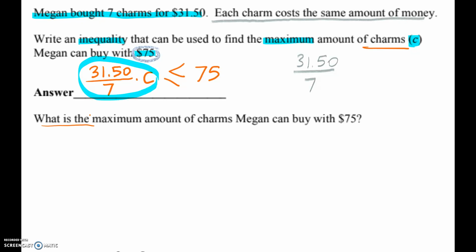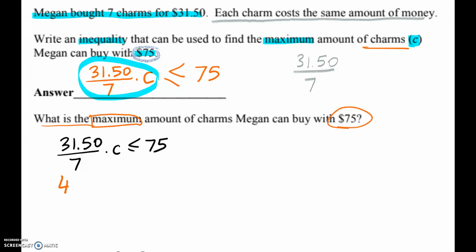Second question, what is the maximum amount of charms Megan can buy with $75? In other words, let's solve this inequality and then think again. $31.50 divided by 7 times C less than or equal to $75. Let's use my calculator. 31.50 divided by 7 is $4.50. This is the unit price, guys. Times C less than or equal to $75.